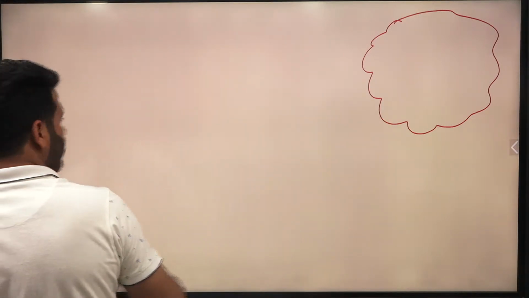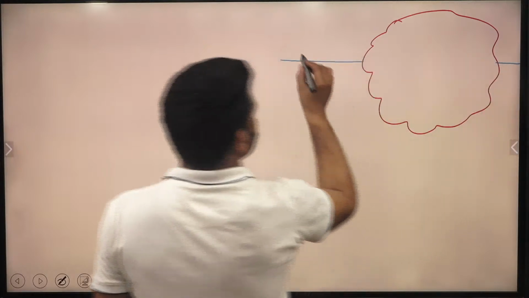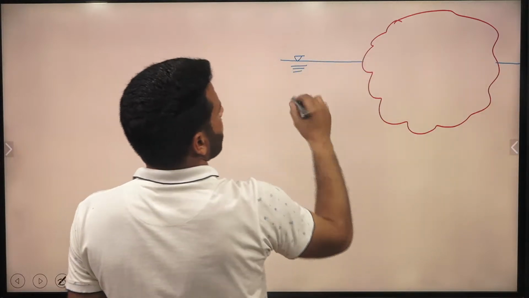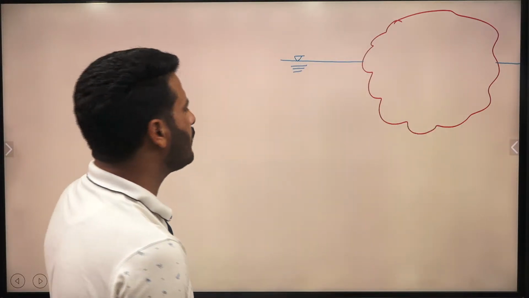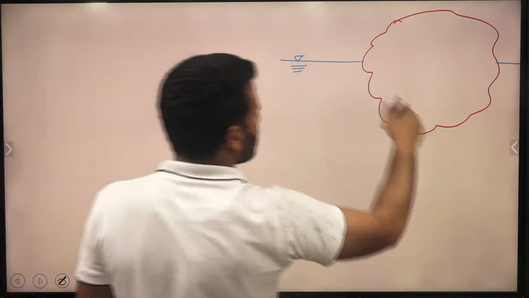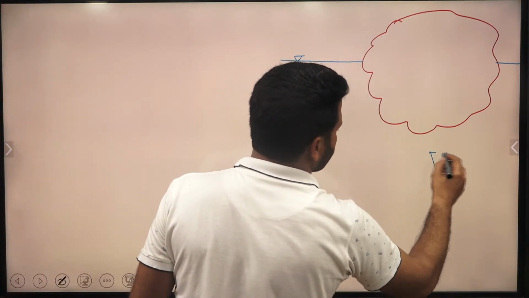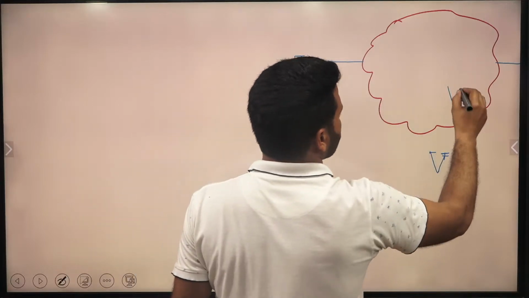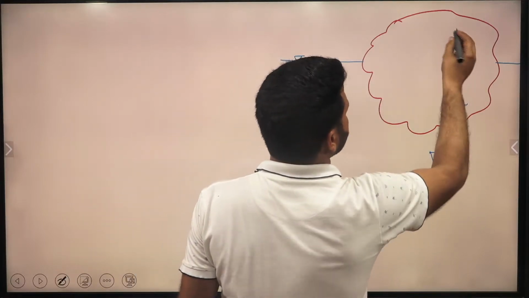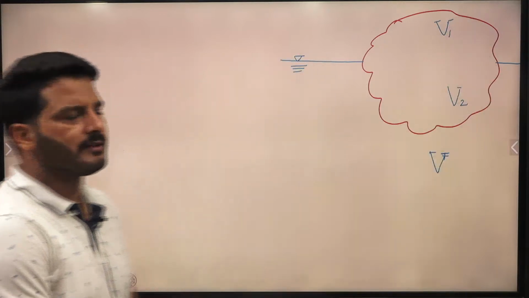Let's say here is the water surface, and some portion is above water and some portion is below water. Its overall volume is given to us as V. The portion of the wooden block below the water surface let be V2, and the portion above the water surface let be V1. The total volume is capital V, given in the question.